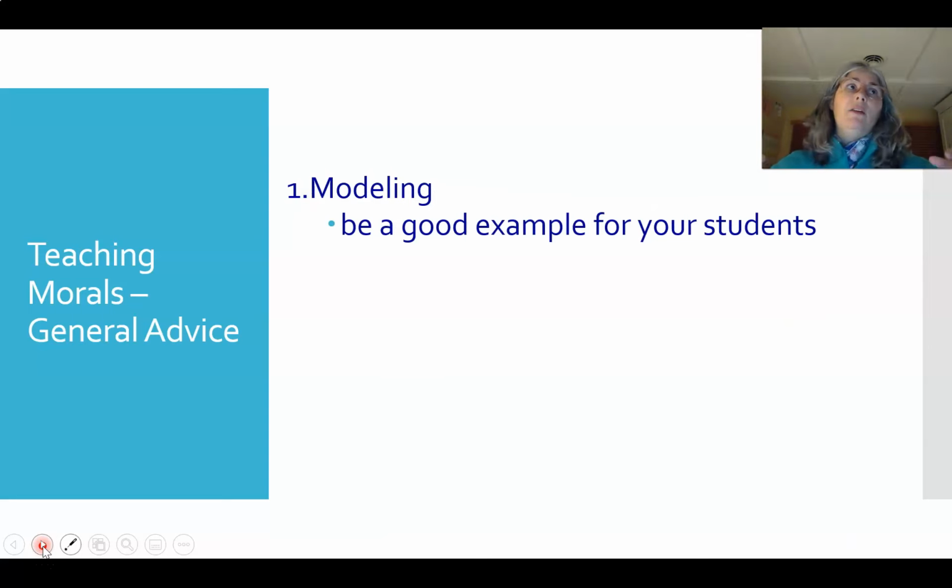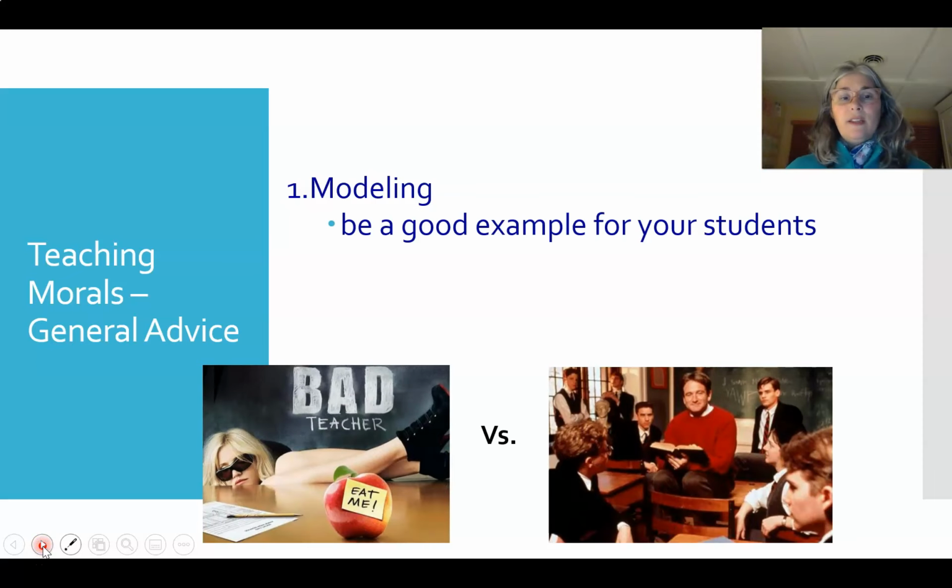Think about how you are presenting yourself to your students, because what you want to see in them, you should demonstrate yourself. So think of these two examples down here: the way Cameron Diaz presented herself in Bad Teacher versus Robin Williams in Dead Poets Society. Two very different teachers. Think about how that was then passed on to their students. Students observe and imitate behavior, and you want to present the things you want to see in your students.